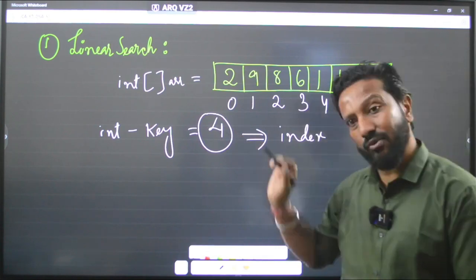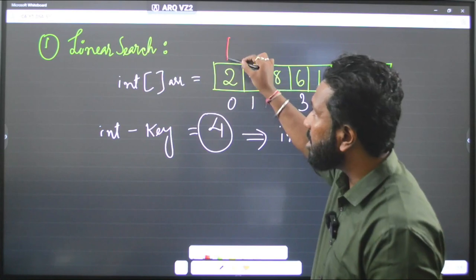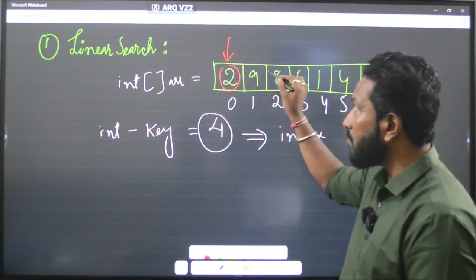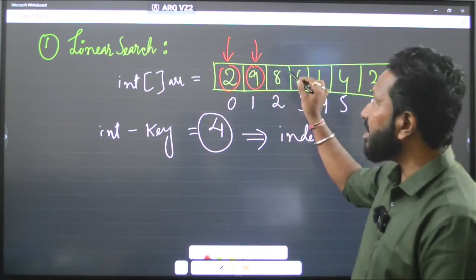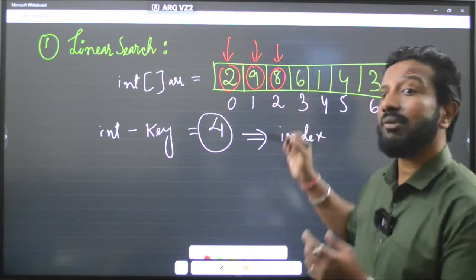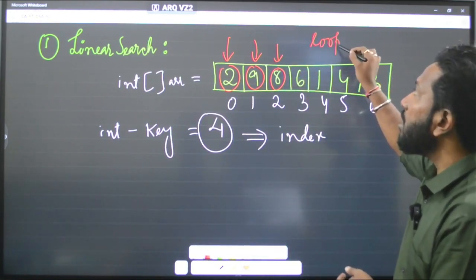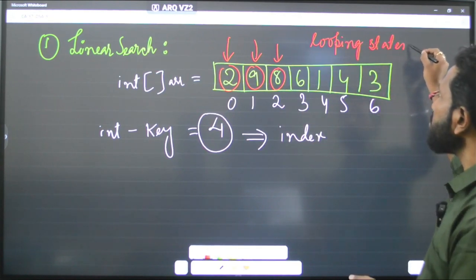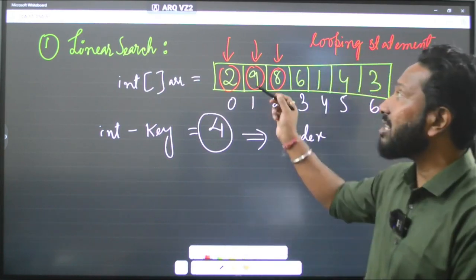Suppose now I have 4 here. We start traversing from index number 0. Here this doesn't match this, so we keep moving. They don't match, right? We keep moving. How do you keep moving? It's very simple, by using a looping statement. Make sense? We use a looping statement and keep checking.